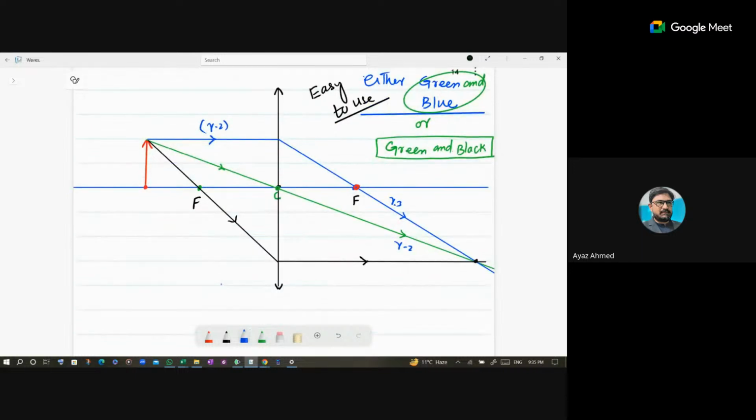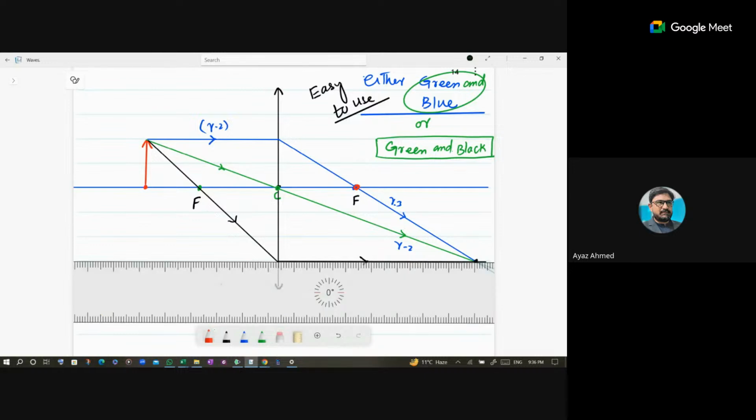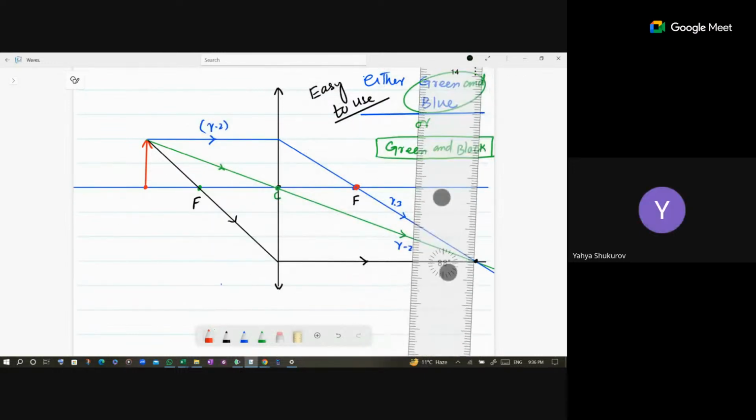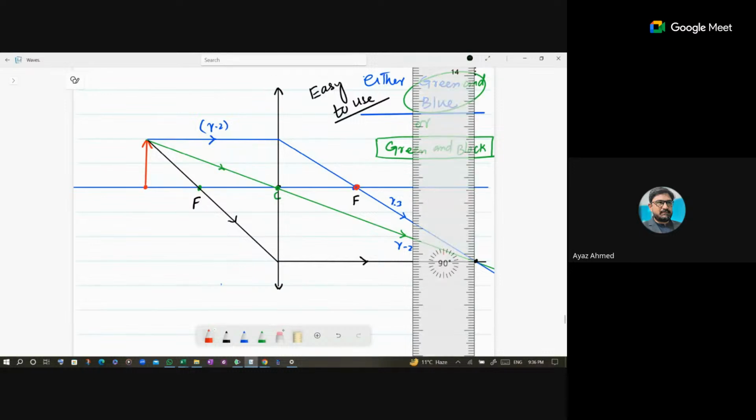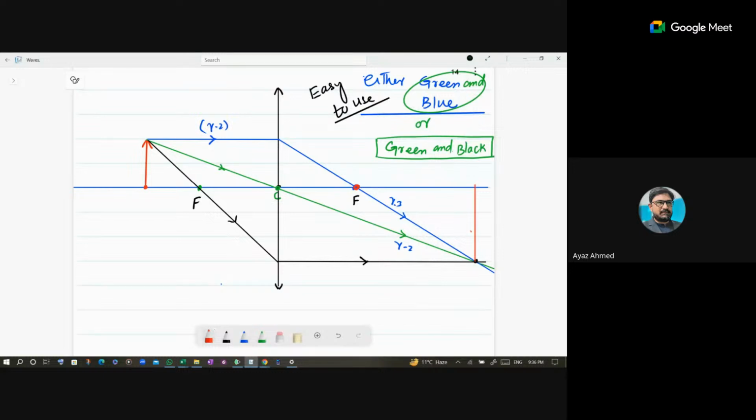Okay, now where will the image be? At the point where they are intersecting. Actually, this is the position of the image. So this is usually called the image. This is your image, right? Is this diagram clear to all of you?